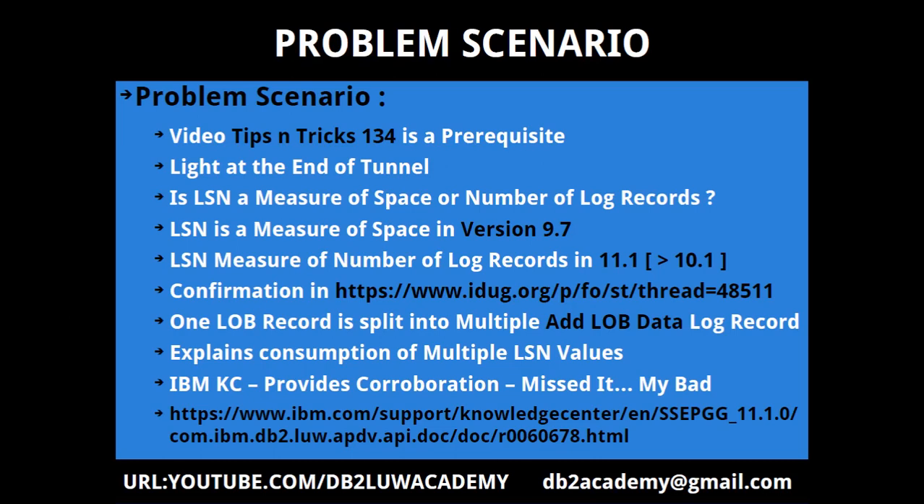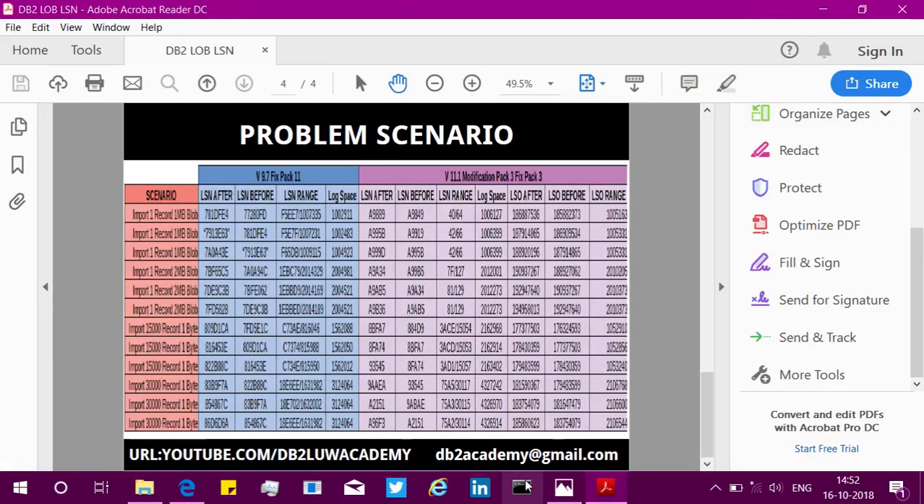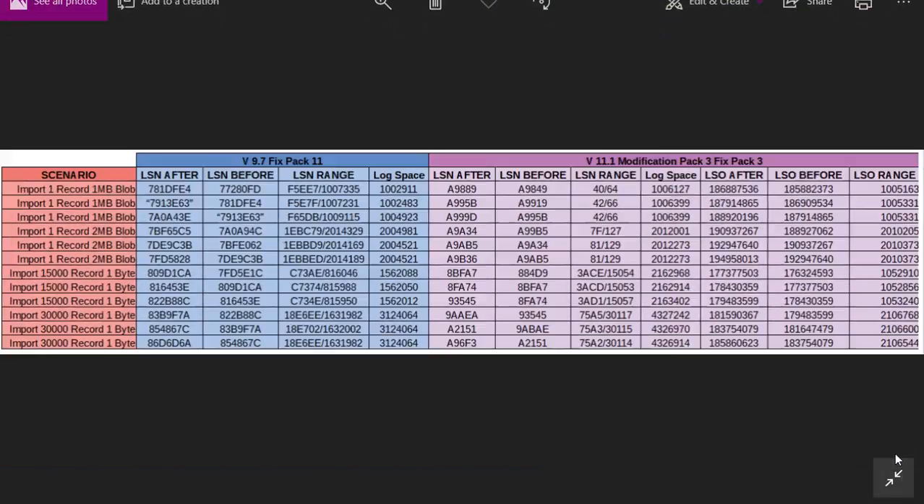This is the image that I was talking about, and I'll open the image itself. Okay, this is the one. In the Fix Pack 11 test, I did the before and after tests, importing one record of 1 MB blob, 2 MB blob, and 15,000 records, 30,000 records. In 9.7, the LSN and the log space were going hand in hand, so it was more of a measure of space.